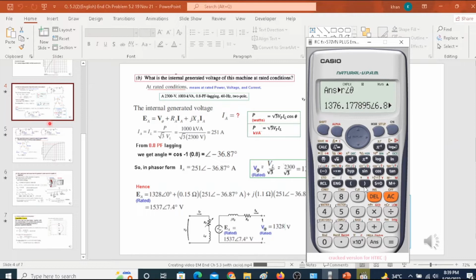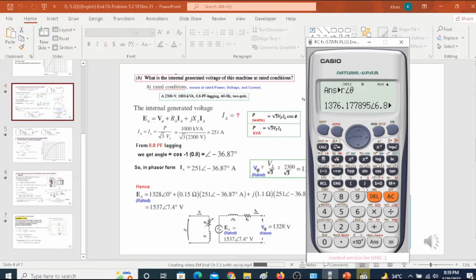So we know that the power factor is cos of theta. Therefore the angle theta can be cos inverse of 0.8, which is equal to minus 36.87, because it is lagging, that is why we are putting the minus sign. Okay, so our current in phasor form will now be 251 at this angle. We'll now use this current in the equation here.